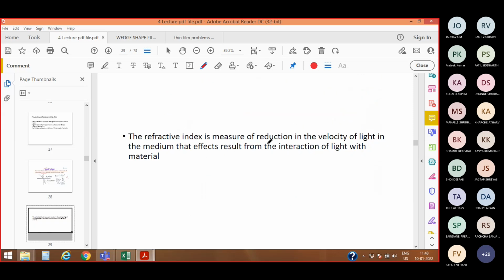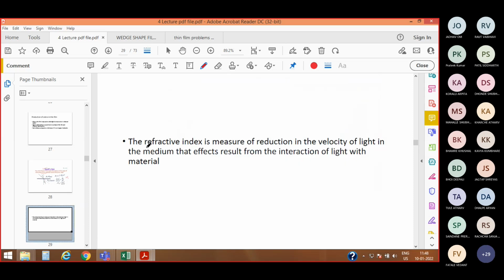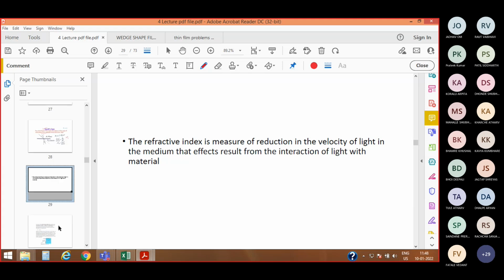The refractive index is a measure of reduction in the velocity of light. Whenever light goes from one medium to another, from rarer medium to denser medium, there is a reduction in the velocity of light. यहाँ पे velocity of light कम हो जाती है. It depends on the material through which light is going. उस material की properties के ऊपर depend रहती है. So refractive index is a measure of reduction in velocity of light in a medium that results from the interaction of light with the material.